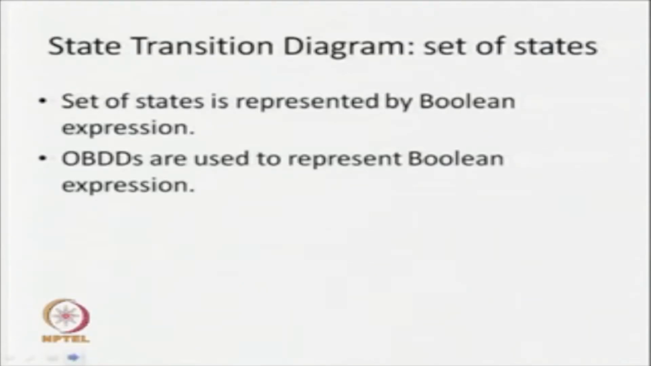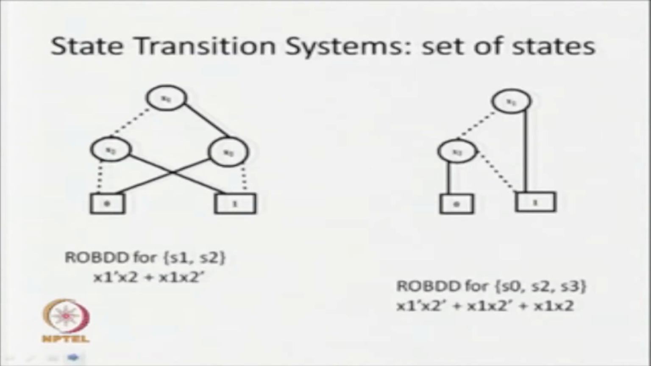Now, in a nutshell, a state transition system is nothing but a set of states and a transition relation. These are the 2 basic components: the set of states and the transition relation. We have seen that the set of states can be represented with the help of a Boolean expression, and once we have the Boolean expression, it can be represented with the help of OBDDs, or ROBDDs if we stick to a particular variable ordering.